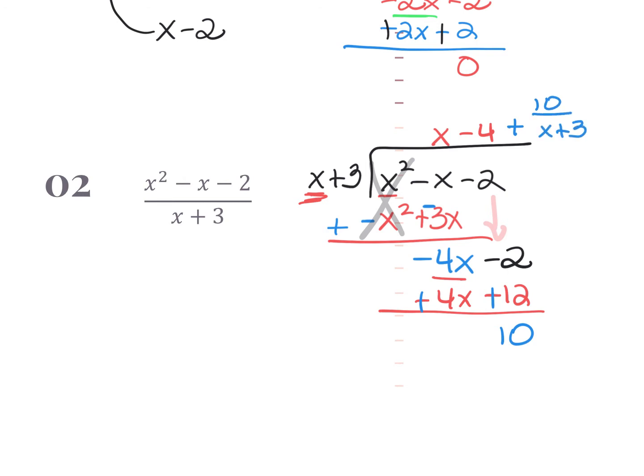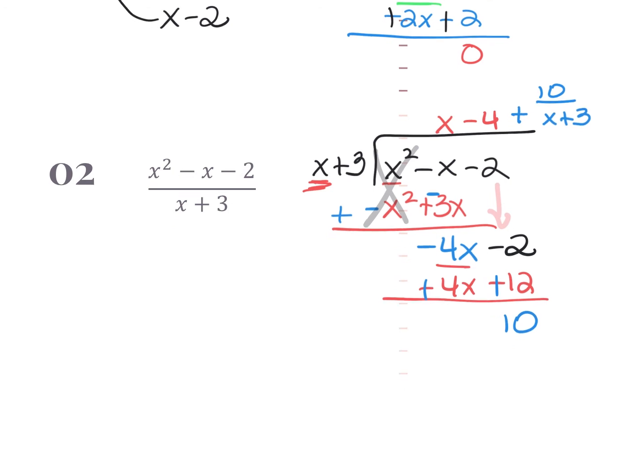So since it's positive, it's a plus sign. If that would have been a negative 10, it would have been negative 10 over x plus 3. So the final answer here is x minus 4 plus 10 over x plus 3. Sort of the same idea you do when you write a mixed number.